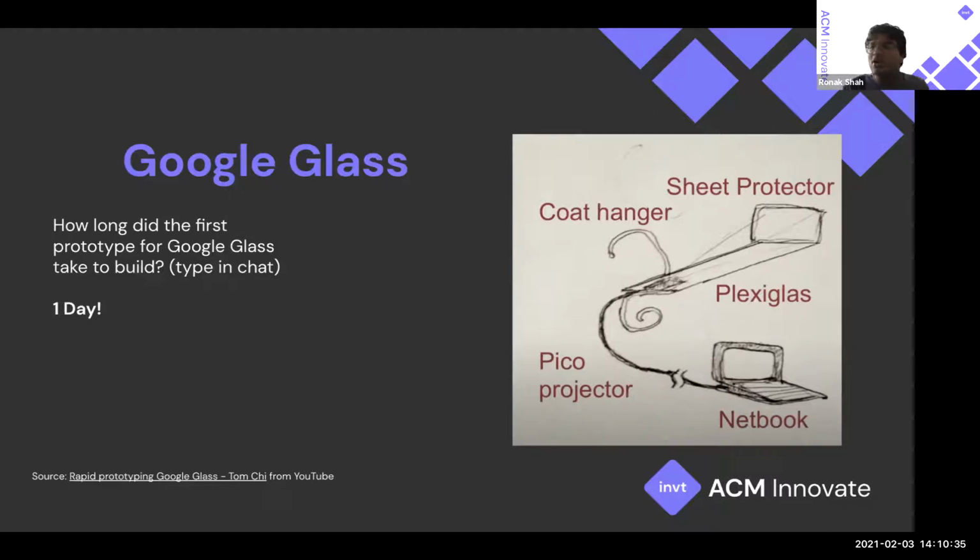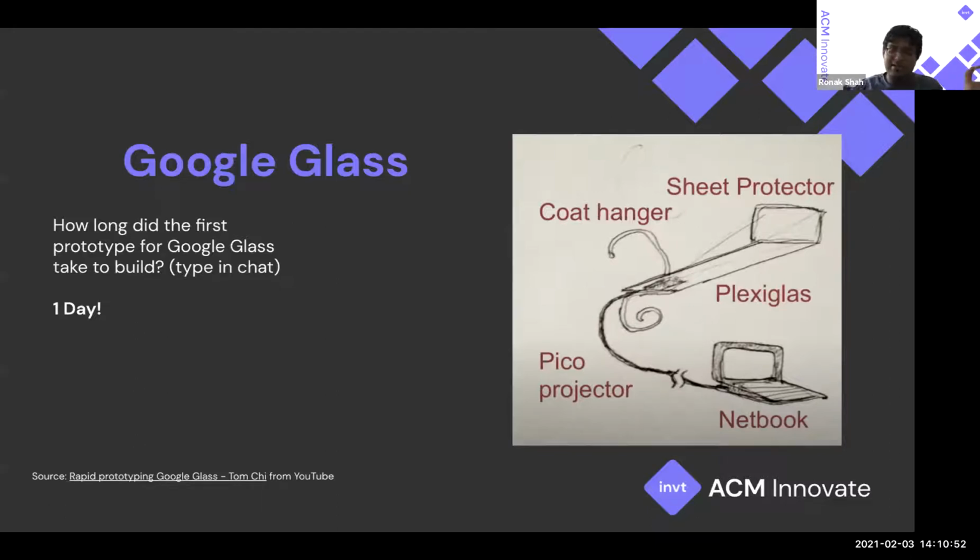So in those days, we used to use this thing called sheet protectors. It's basically, you could just project something with the projector onto the sheet, and you can kind of put it inside your head. It looked ridiculous, but you can get the general idea of what it looks like to have content digitally overlaid in front of you.